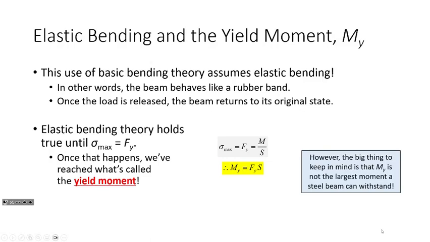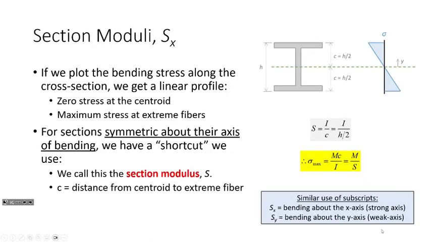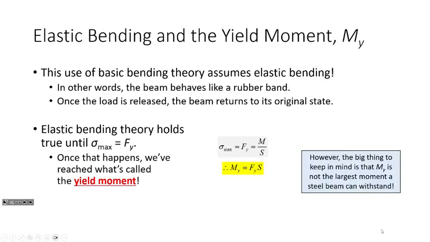Okay. Now, sigma equals My over I, or sigma equals M over S. Okay? Let me go back to this slide. What that does is it assumes a linear stress profile. So we're in elastic bending theory. Those stresses are linearly proportional to the applied load. Okay? Now, so what does that mean? Let me go back to that a little bit.